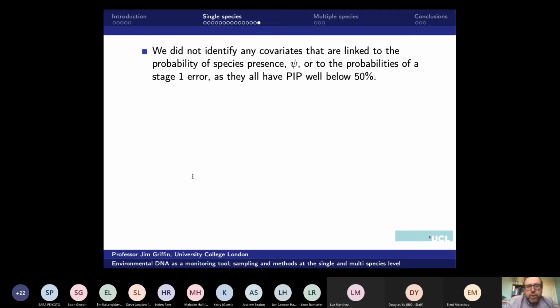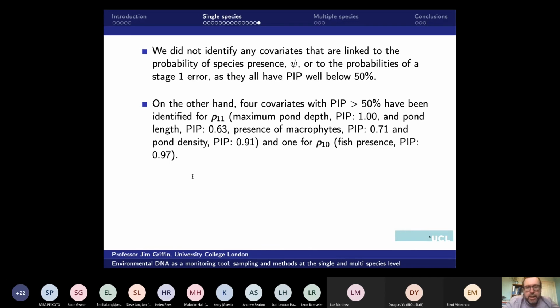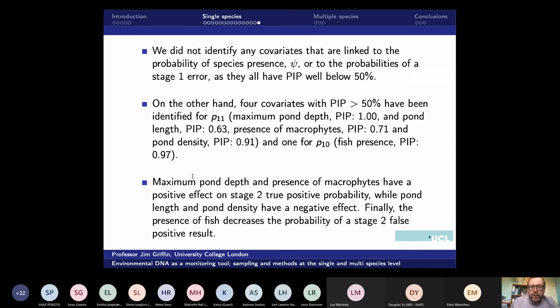Okay, so we're also able to do the variable selection. So we didn't find that there are any covariates that are linked to species presence or to the probabilities of errors at the data collection stage. We found that there were some related to the data analysis stage. So these are the things that we found that were important. So around presence of macrophytes and fish presence, and also some characteristics of the pond in terms of depth and the pond length. And so the pond depth and the presence of macrophytes have a positive effect on stage 2 true positive probability, while pond length and pond density have a negative effect.